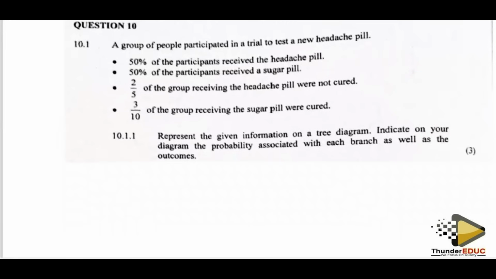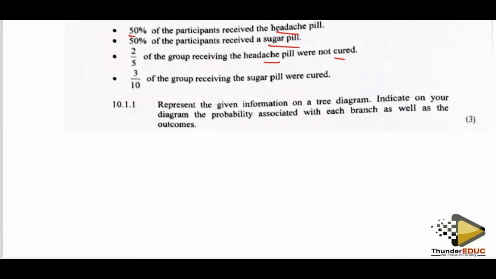Then lastly, question number 10. They're telling us that a group of people participated in a trial to test a headache pill. 50% of the participants received the headache pill, and then 50% of the participants received the sugar pill. 2 over 5 of the group receiving the headache pill were not cured, and then 3 over 10 receiving the sugar pill were cured. They want us to draw a tree diagram.